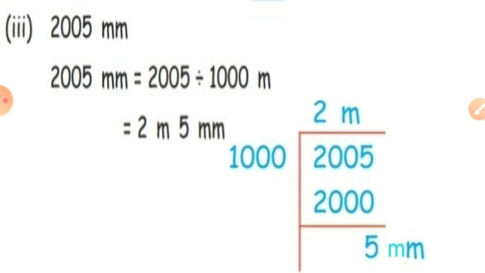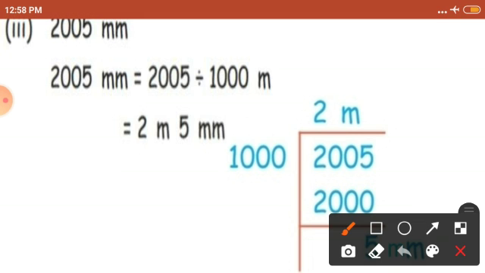Let's move to the next sum, that is 2005 millimeter. Here also see millimeter, you are going to convert it into meter. For that, first you have to find out 1 meter equal to how much millimeter? It is 1000 millimeter. So you have to divide this number with 1000. So 2005 divided by 1000.